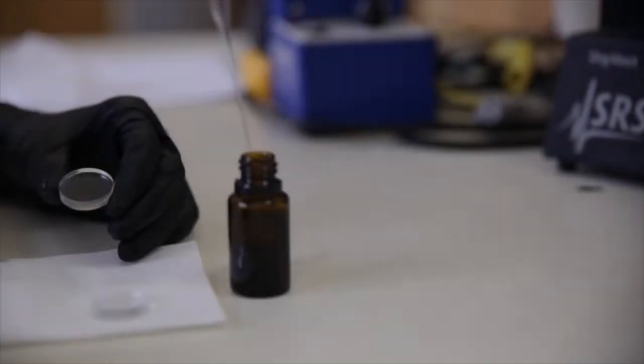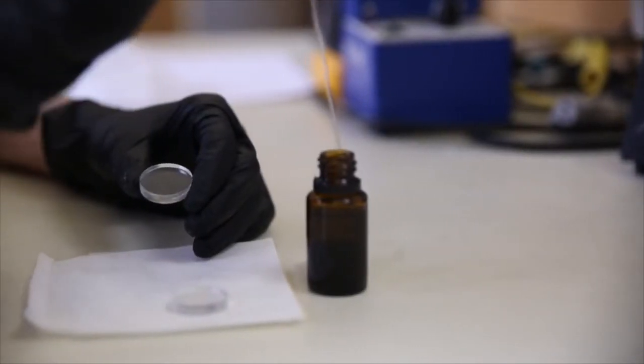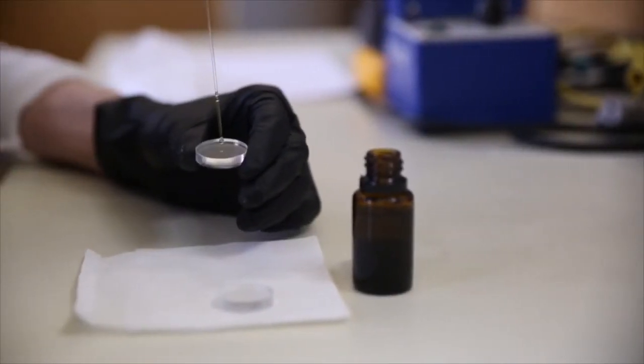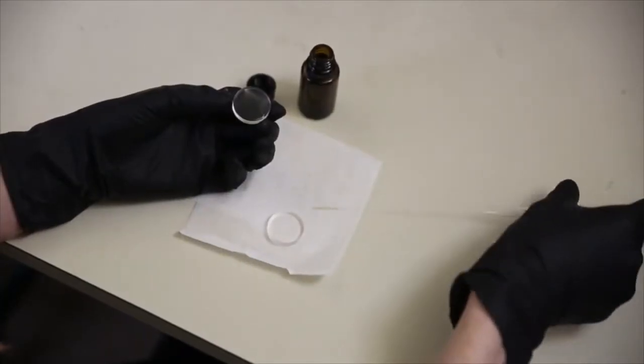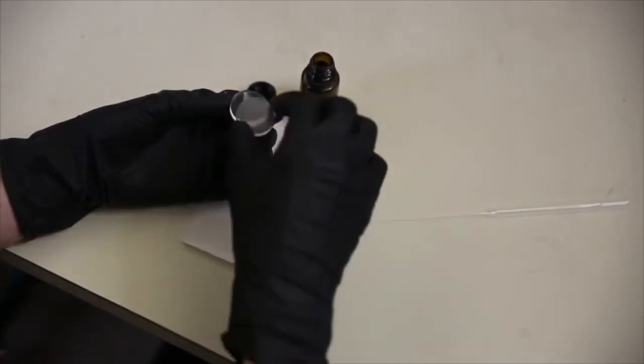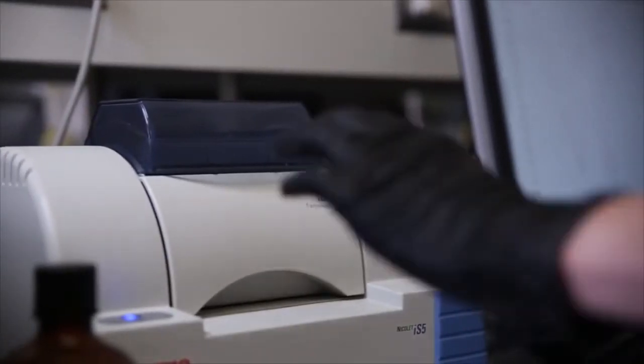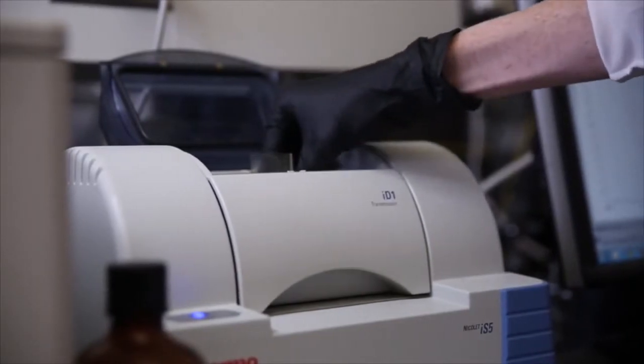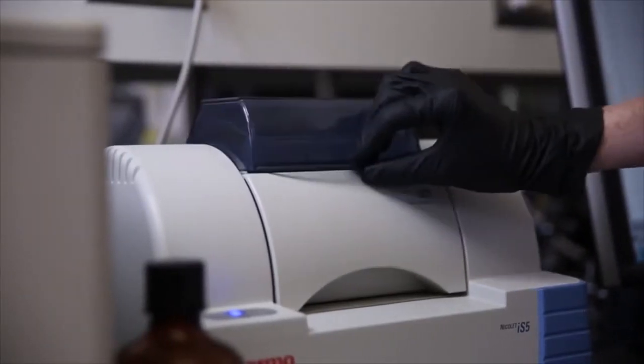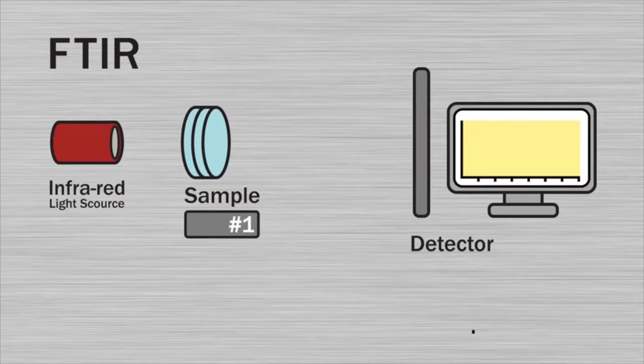FTIR is a quality control test used to identify the structural components that make up the constituents within an essential oil. A sample of essential oil is placed inside a specialized machine, and an infrared light is passed through the sample. Depending on the chemical structure of the essential oil constituents, the light will be absorbed in a unique pattern.